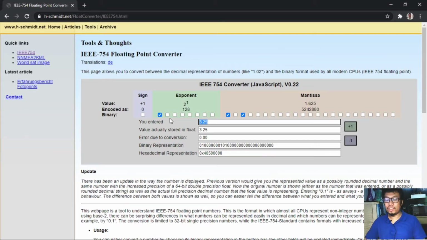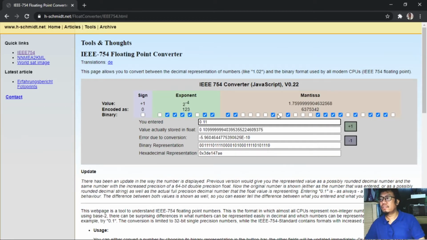But if you actually use 0.11, there is a certain error, because 0.11 cannot be exactly represented in the computer. What the computer can represent is this number, and 0.11 is not that number. Instead of representing 0.11 exactly as it is, by the way, this is single precision.